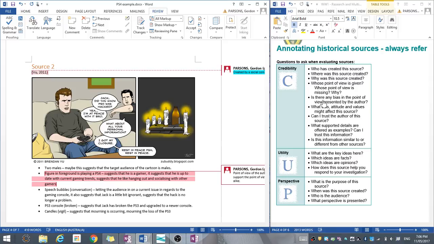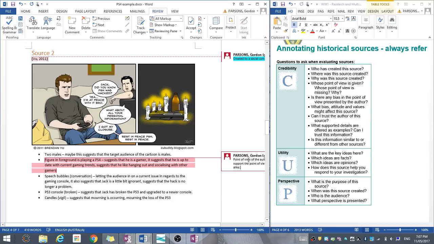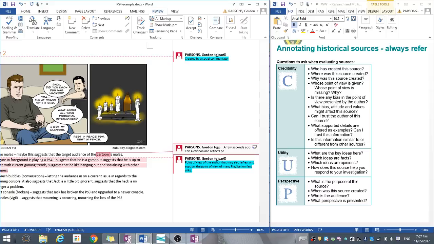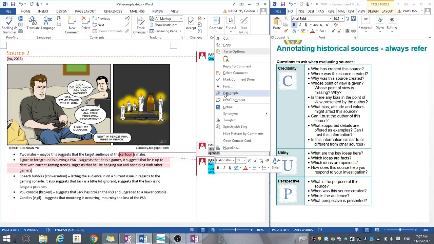What else can we have a look for credibility? Now, trusting this information, would you trust everything you read in a cartoon? Probably not. So what I've put in that box is, this is a cartoon that reflects the personal opinion and agenda. All I did was highlight the word cartoon there. As long as you can link it back to your analysis, grade 9, you'll be doing just fine. Let's highlight that blue and let's move on to the utility of the source.